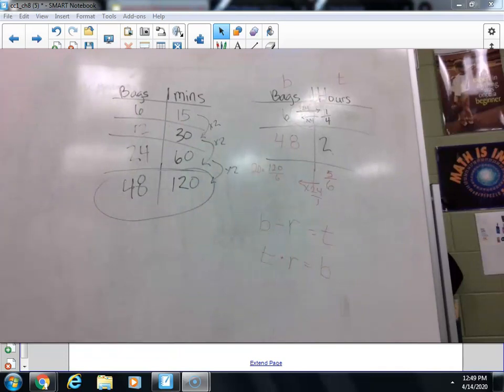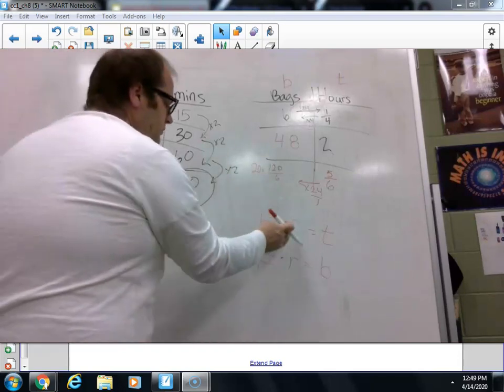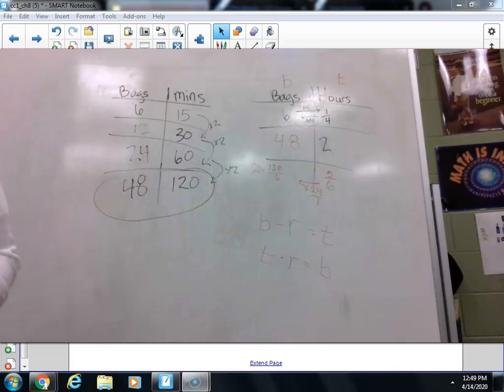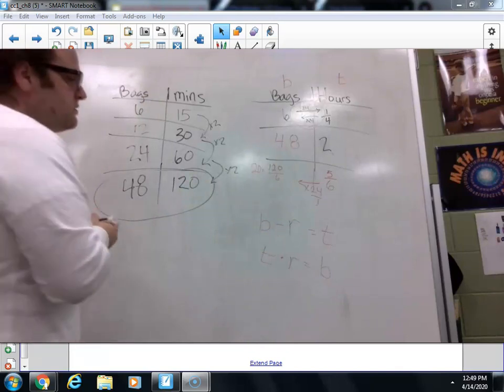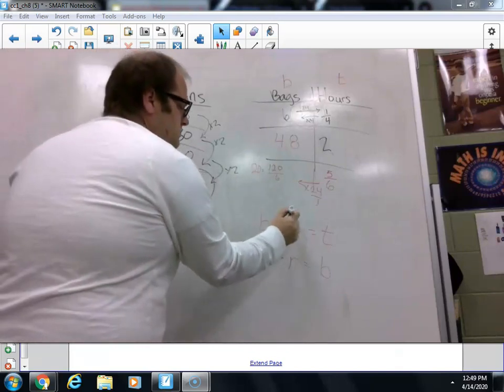We actually do know what our rate is here. So our rate was actually 24. So if we wanted to, we can go ahead and replace our R, or our rate, with what we know is 24.